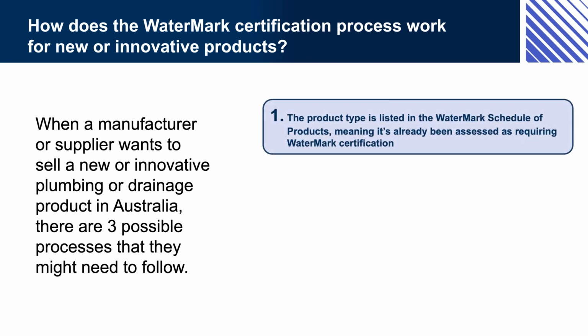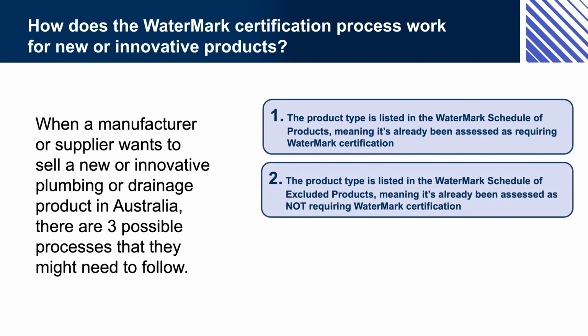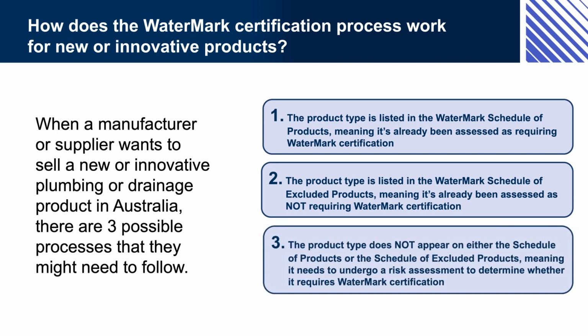1. The product type is listed in the WaterMark Schedule of Products, meaning it's already been assessed as requiring WaterMark certification. 2. The product type is listed in the WaterMark Schedule of Excluded Products, meaning it has already been assessed as not requiring WaterMark certification. 3. The product type does not appear on either of the Schedule of Products or the Schedule of Excluded Products, meaning it needs to undergo a risk assessment to determine whether it requires WaterMark certification.